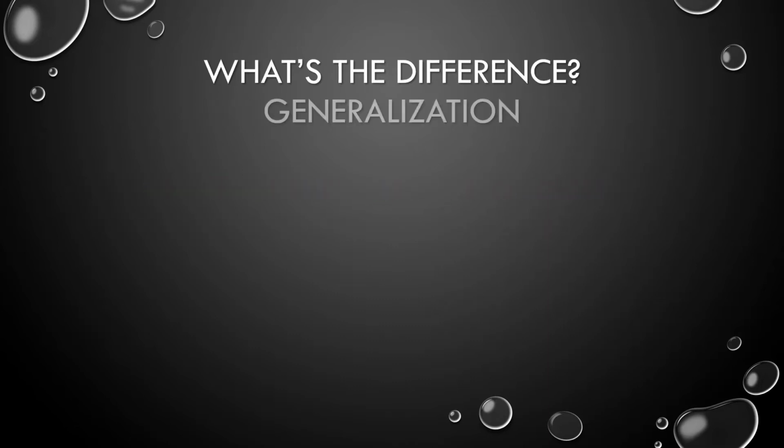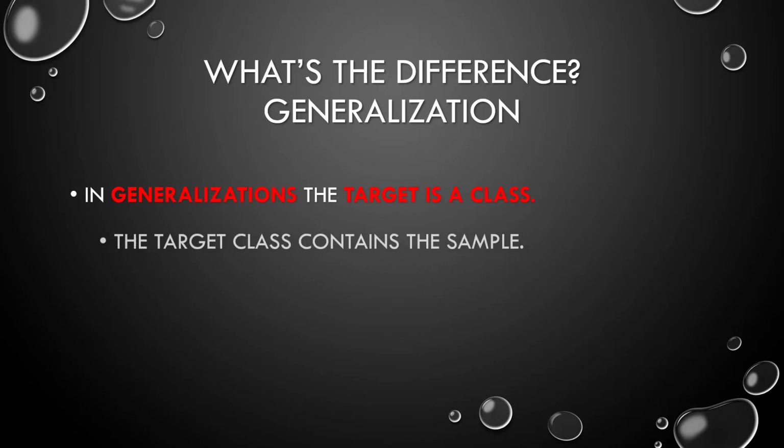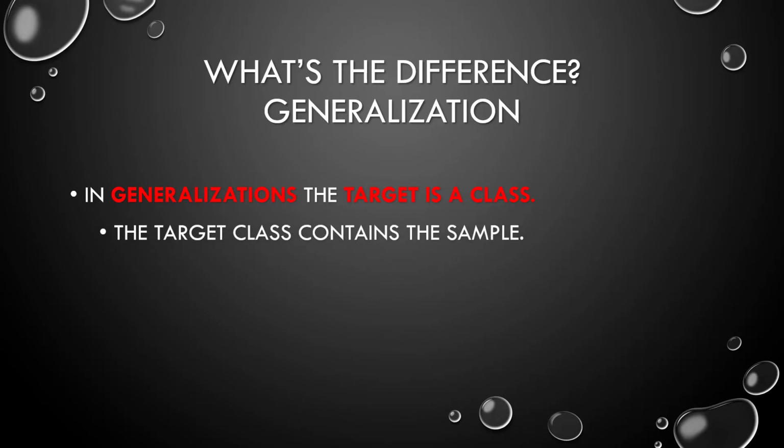The difference between the two consists in the nature of their targets. In generalizations, the target is a class. In other words, a group of things. You might generalize from the fact that humans feel sleepy after big meals to the conclusion that all animals feel sleepy after big meals. In every case, the sample is part of the target class. The target simply contains that sample.